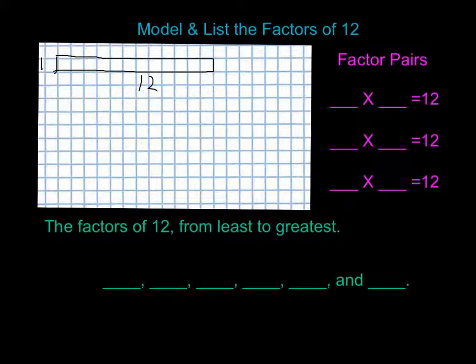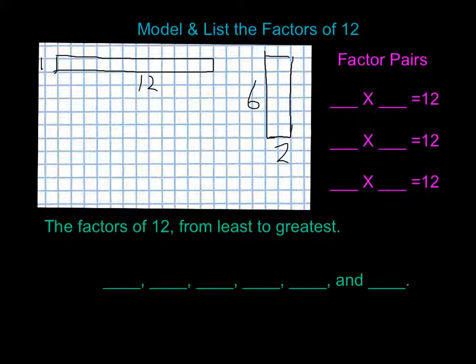We have a 2 times 6 we could do. So let's go 2. 1, 2, 3, 4, 5, 6. 2 times... See, I goofed up there. My 2 and my 6 goofed up there. I got to think about that. 2 times 6 there. Then we have our 3 times 4.